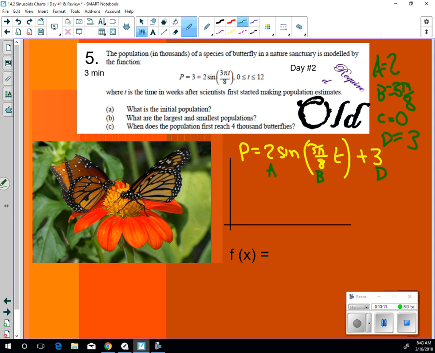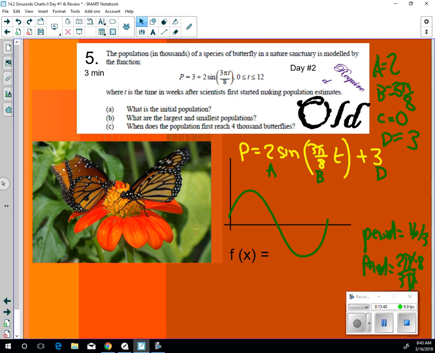Okay? So the period is the only thing we have to calculate. Period is 2 pi over, is that 3 pi over 8? Wow. So this is just going to be 16/3. The period is 16/3. All right, and by the way, sine starts out 0. Sine of 0 is 0. So there you go.